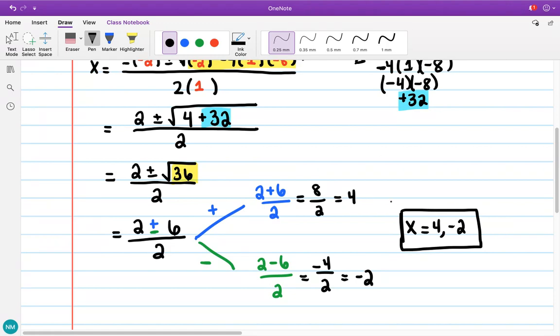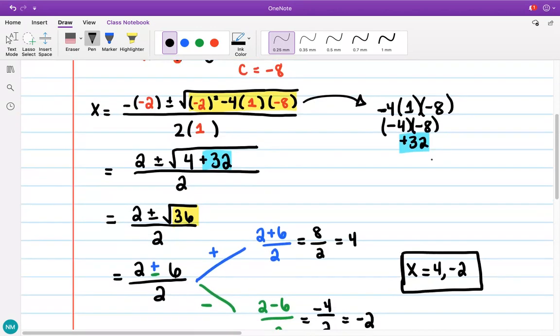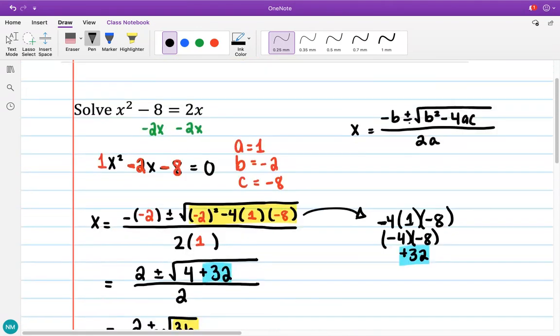If I had factored, I would have gotten the same thing. But this is just showing you that you will get the same answer regardless. But the quadratic formula will always work.